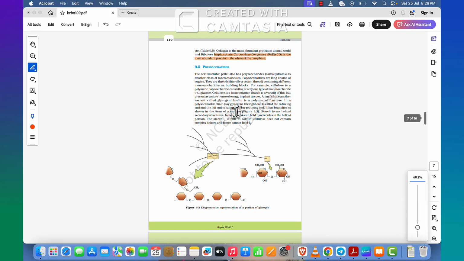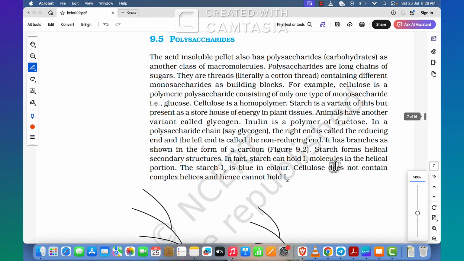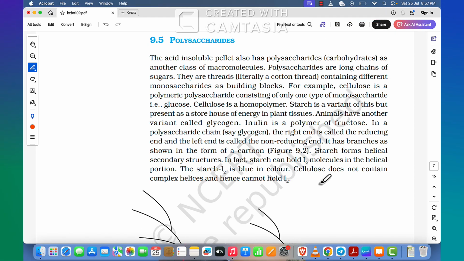Next is polysaccharides. The acid-insoluble pool also has polysaccharides. Carbohydrate is another class of macromolecules. Polysaccharides are long chains of sugars. They are threads, literally cotton thread, containing different monosaccharides as building blocks. For example, cellulose is a polymeric polysaccharide consisting of only one type of monosaccharide, that is glucose. Cellulose is a homopolymer.